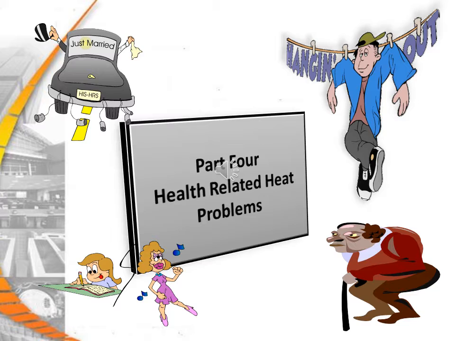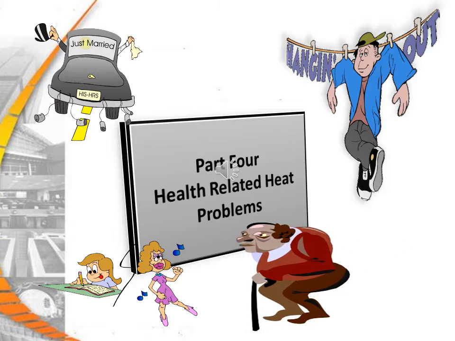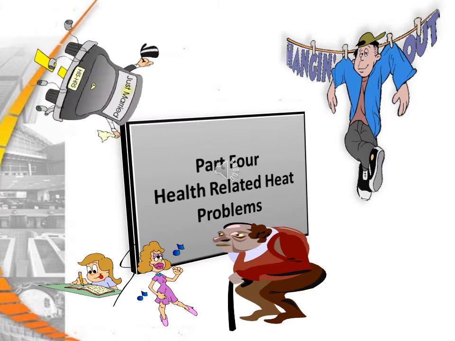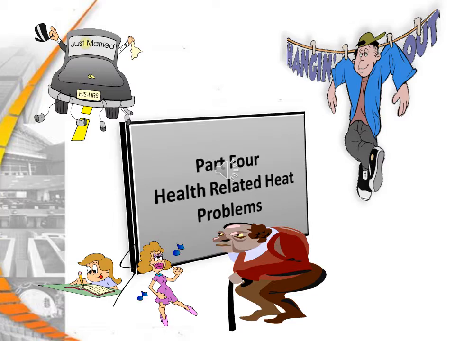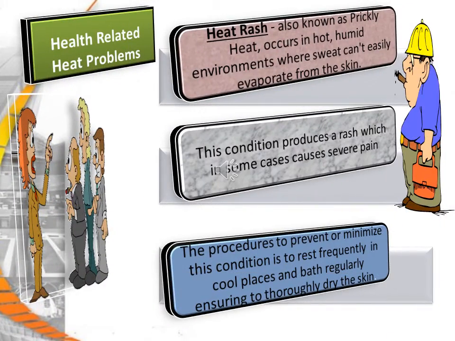Part 4, Health-Related Heat Problems. Heat rash is known as prickly heat. It occurs in hot, humid environments where sweat can't easily evaporate from the skin. This condition produces a rash which, in some cases, causes severe pain. The procedures to prevent or minimize this condition are to rest frequently in cool places and bathe regularly, ensuring to thoroughly dry the skin.